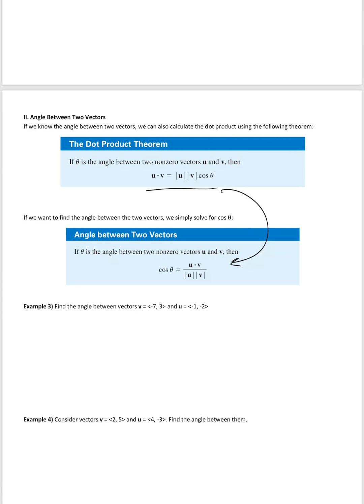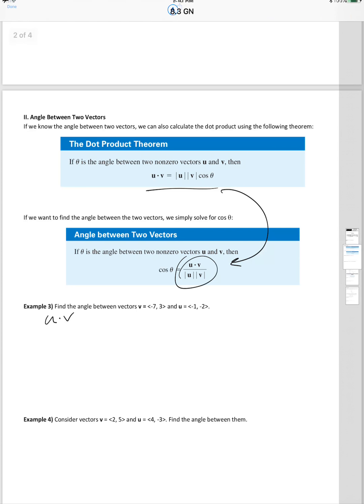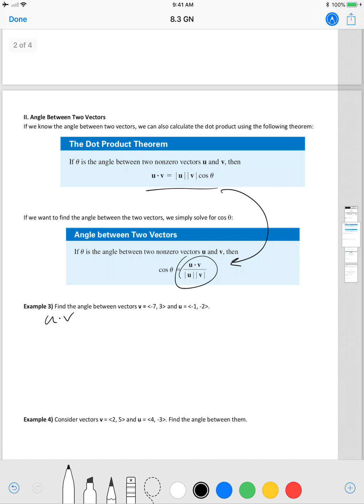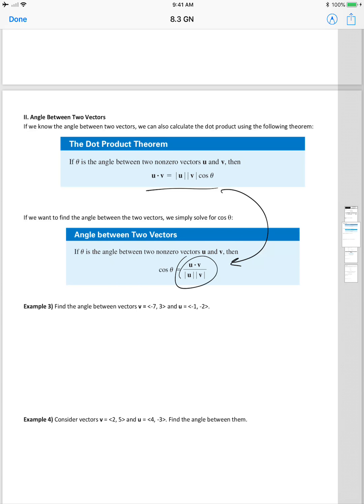To do that, we need first to find u dot v, or in this case, we're starting with v. With the dot product, the order doesn't matter, but just to keep things consistent, we need the dot product of these two vectors, v dot u. And go ahead and label these, keep everything organized. So this is going to be negative 7 times negative 1 plus 3 times negative 2, which is 7 minus 6, which is 1. All right, so a nice simple dot product.